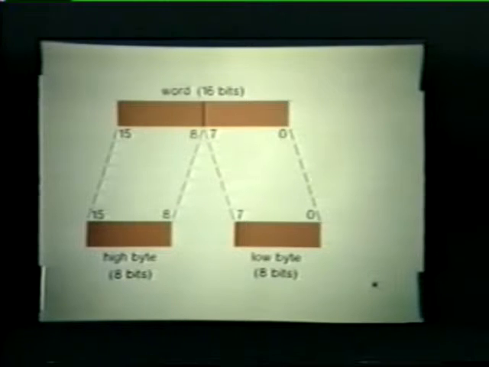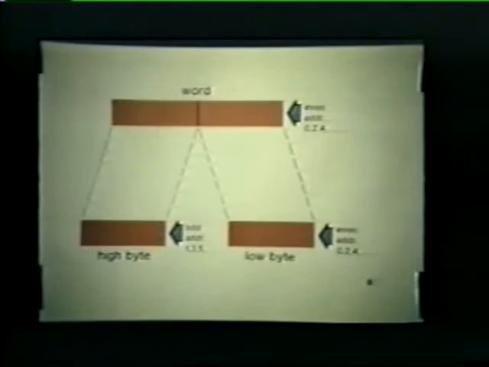Let's see how we address these words and bytes. When storing or retrieving 16-bit words, we use even addresses only. Thus, the first 3 word locations in memory are designated by addresses 0, 2, and 4. We can also select bytes within any word. Odd addresses always select high bytes.